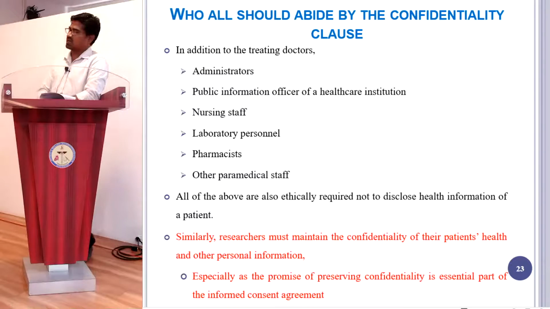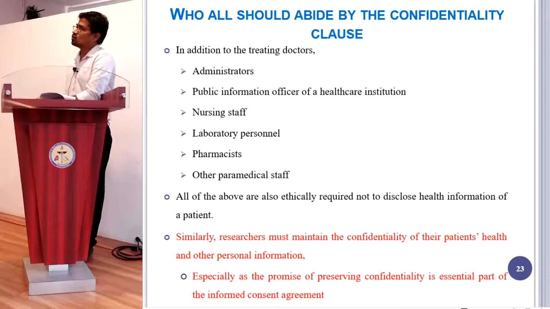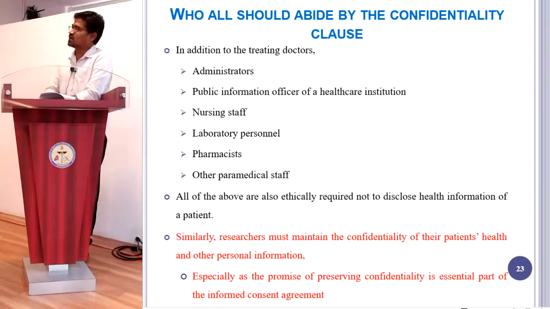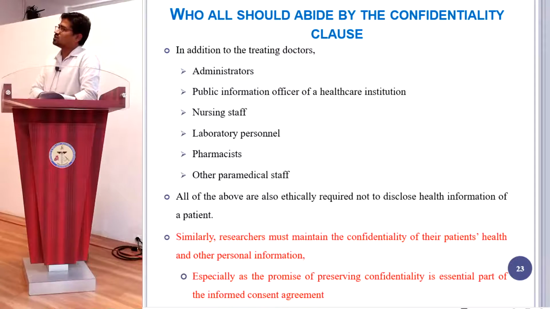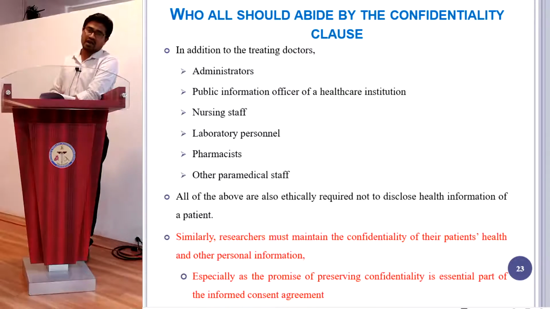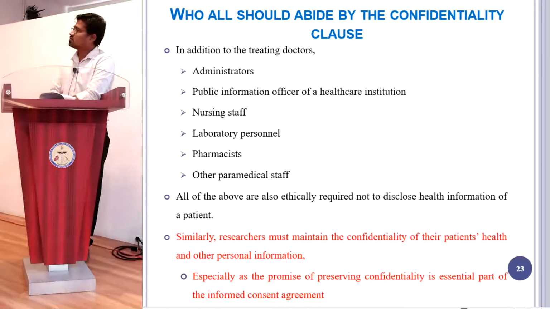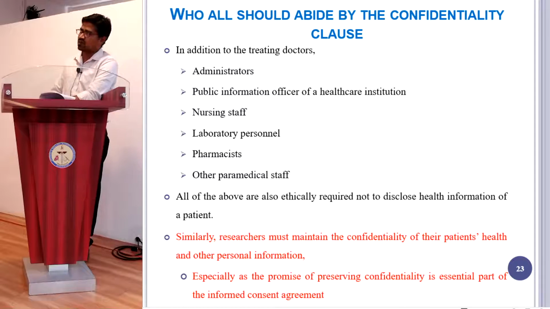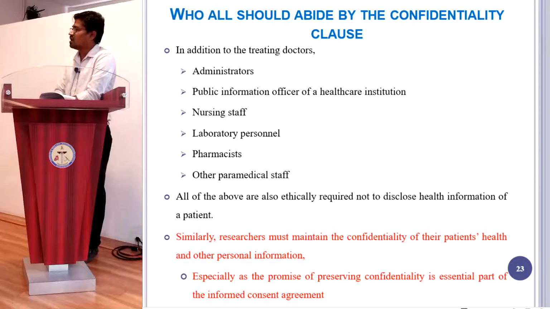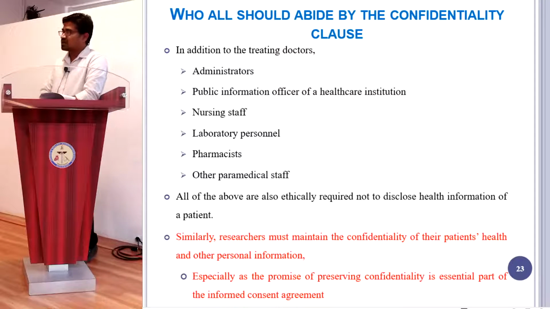Who all should abide by the confidentiality clause? Who are responsible? The treating doctor is the main pillar who should maintain the confidentiality of the patient. Apart from that, administrators, public information officers, public relations officers, nursing staff, laboratory persons, pharmacists and other paramedical staff like X-ray technicians and blood bank technicians are all also ethically required not to disclose the health information of a patient.